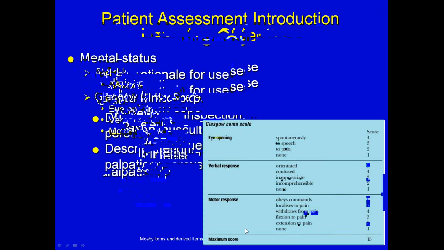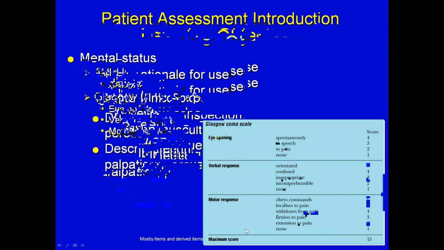But the Glasgow Coma scale really should only be obtained once you've ruled out other common causes for altered mental status. Make sure that they're not hypoxic, hypotensive, hypothermic, hypoglycemic prior to obtaining the GCS.